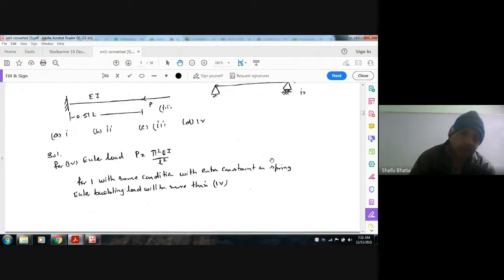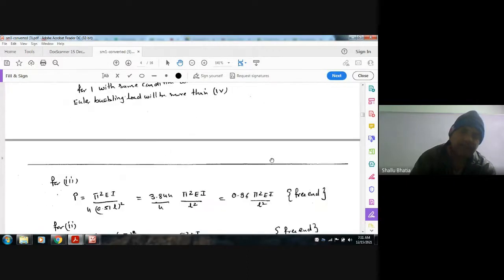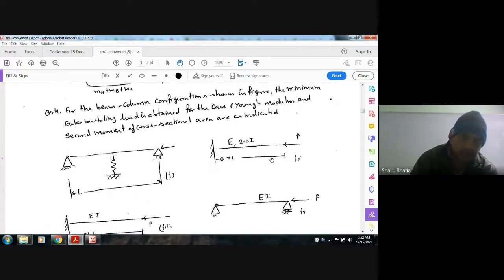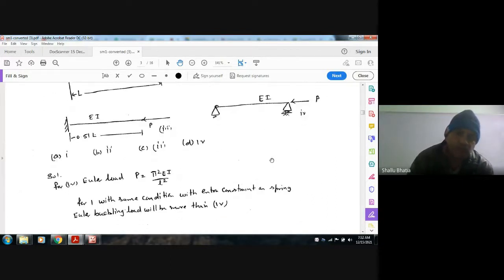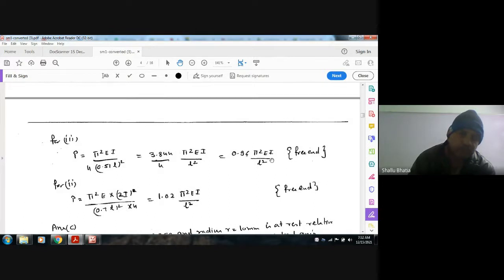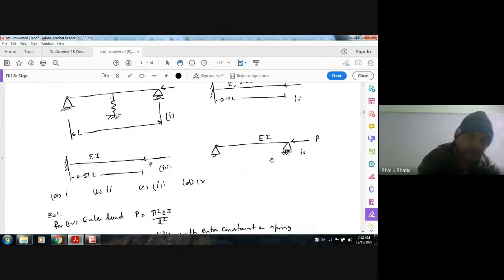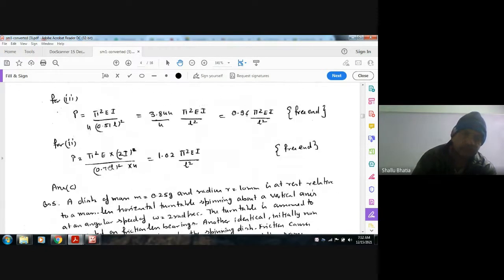Minimum load will be according to 3, that is this value. So the answer is 3. So the answer is option C.